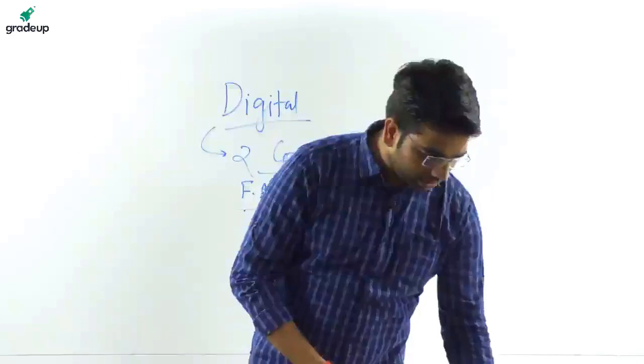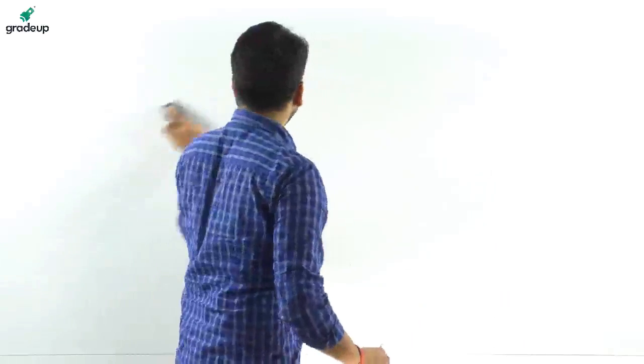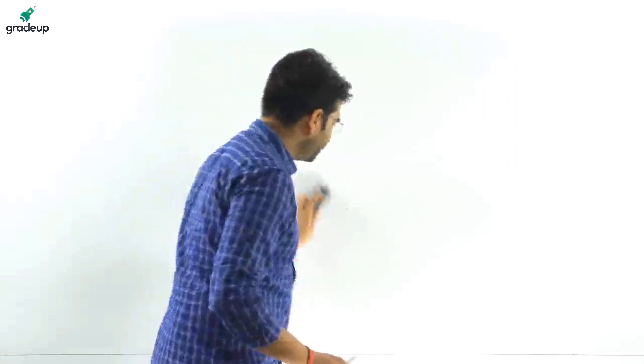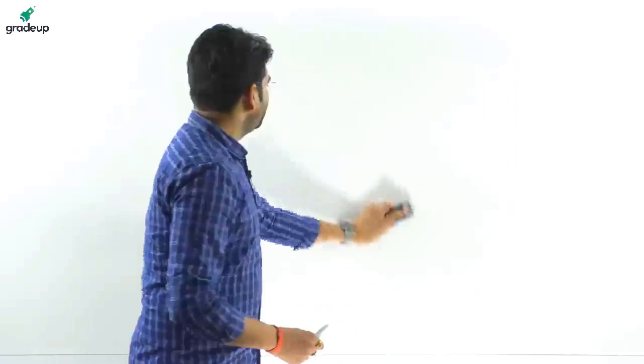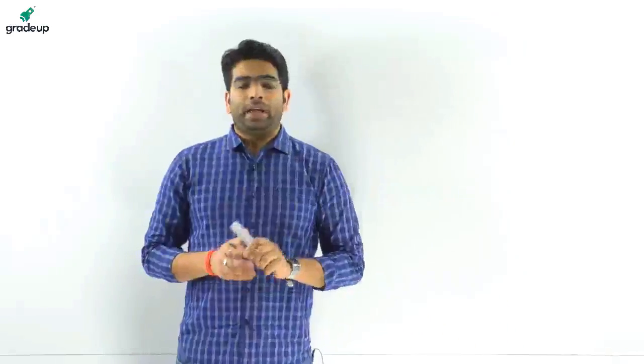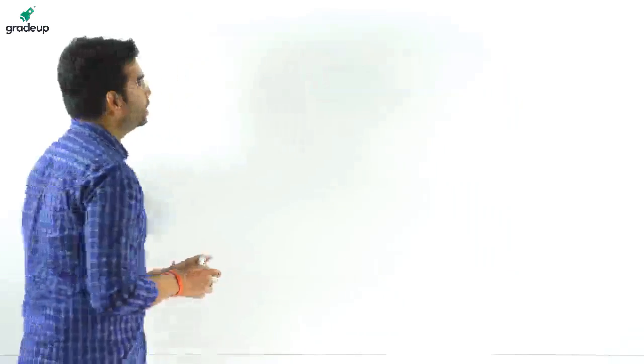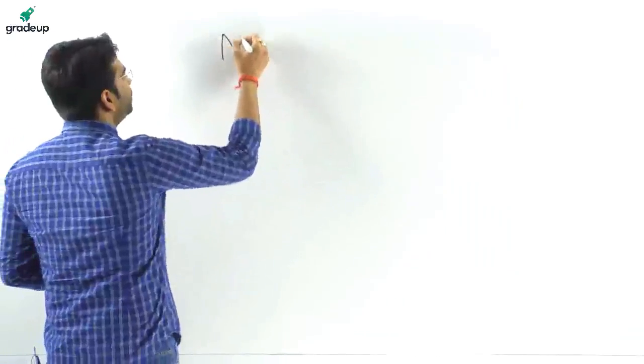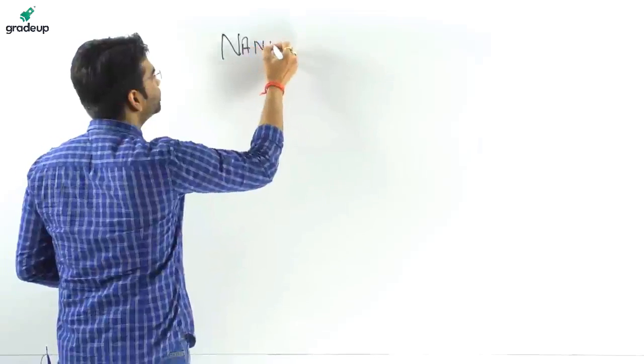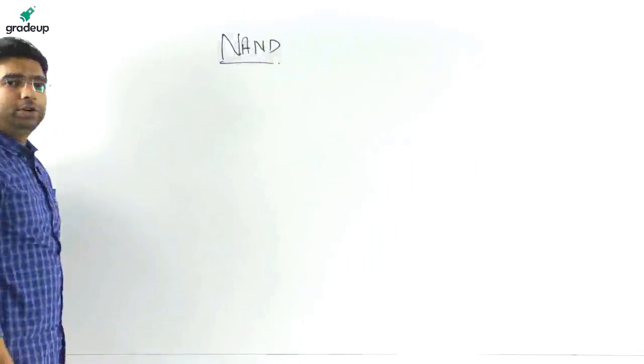Now let's begin with the session. NAND gate is used as a universal gate, okay? What is a universal gate? A universal gate means that the particular gate, NAND gate or NOR gate, can be used to implement any logic function, okay? It can be used to implement any logic function. First of all, we will be dealing with NAND gate as a universal gate.